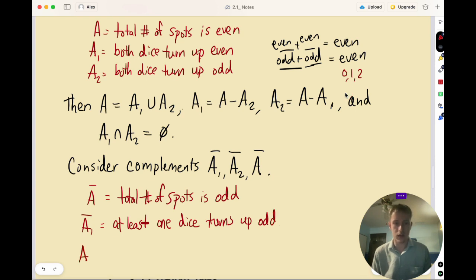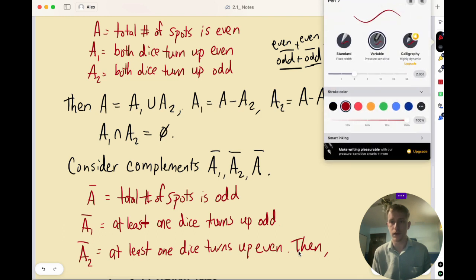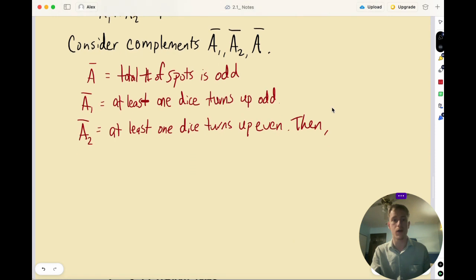Okay, and for the same reason, A2 complement is that at least one die turns up even. Then we can say a couple more things. And again, it's helpful to pause the video and ponder upon what I'm saying here.